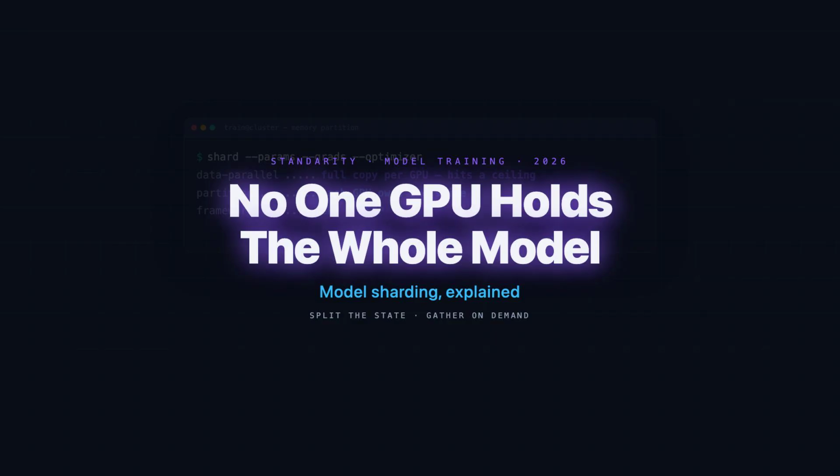The answer was to stop copying and start splitting, and it unlocked truly giant models. Let us break it down.